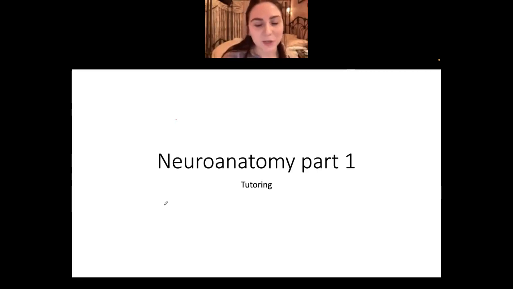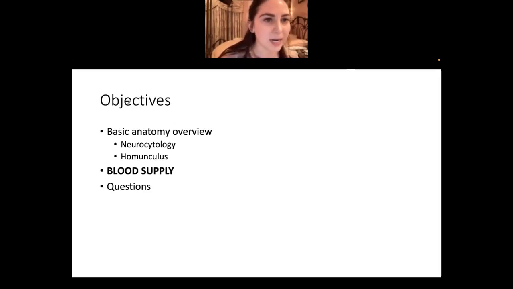I broke this up into two parts because I didn't want to rush through neuroanatomy. I'm going to do cranial nerves and brainstem stuff in part two, whenever we do part two. But today I wanted to do a basic overview, go into neurocytology a little bit, the homunculus. I didn't put development in here because it was too crammed. And I wanted to do at least a little path in the context of anatomy. And then blood supply, which is huge. Blood supply is huge because that's the "where's the lesion" kind of thing.